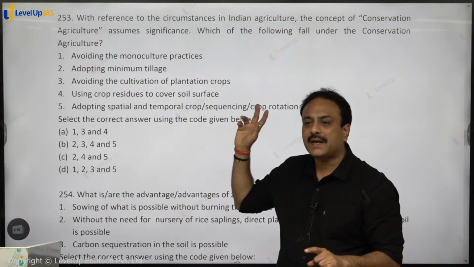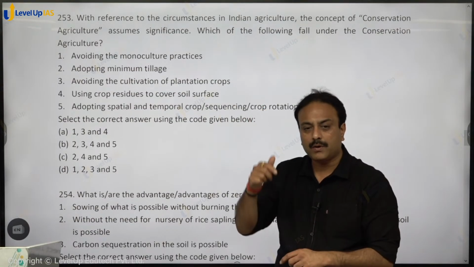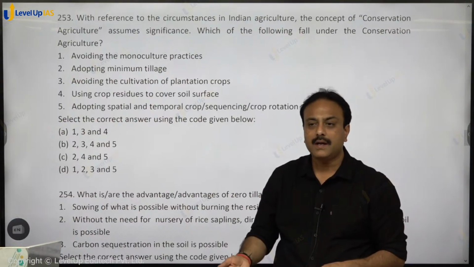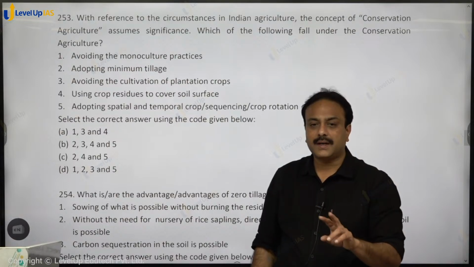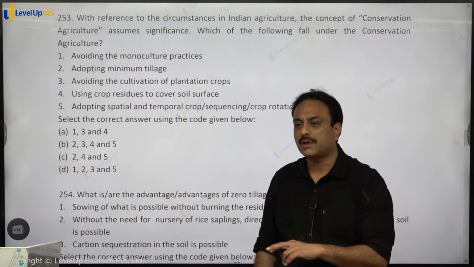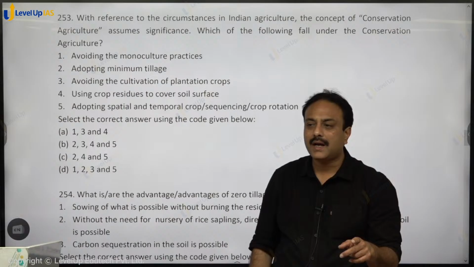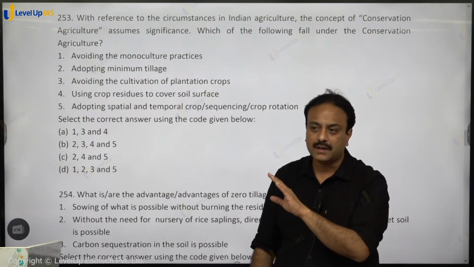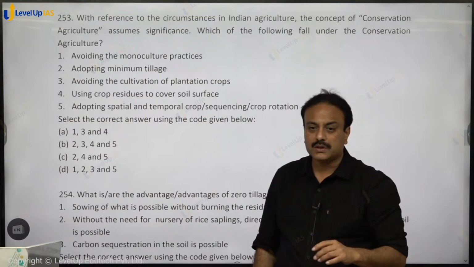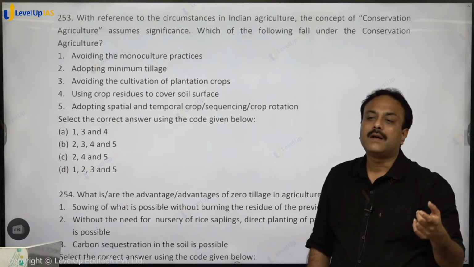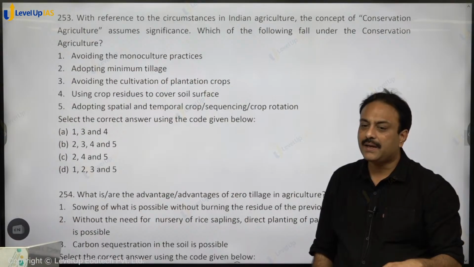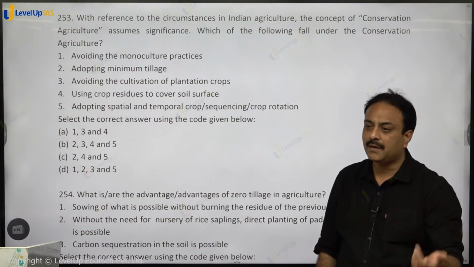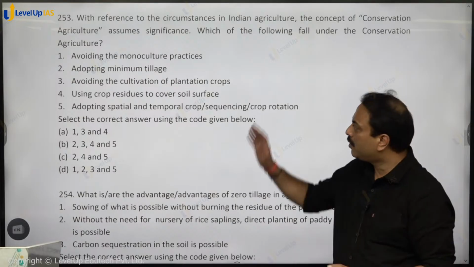But monoculture practice is what? Same crop over the same patch of land, year after year. Monoculture is of two types, regular monoculture and pulse monoculture. Regular monoculture, as someone was saying that day, is taking 3 crops of rice in a year. Pulse monoculture is rice in Kharif, wheat in Rabi, again rice in Kharif, wheat in Rabi. Both are monoculture.